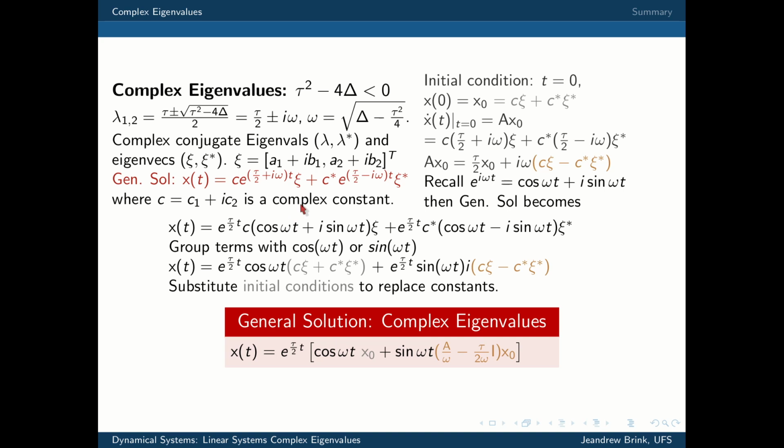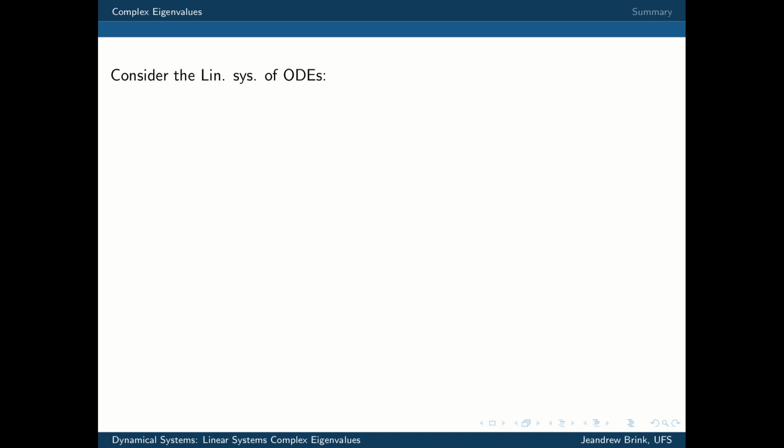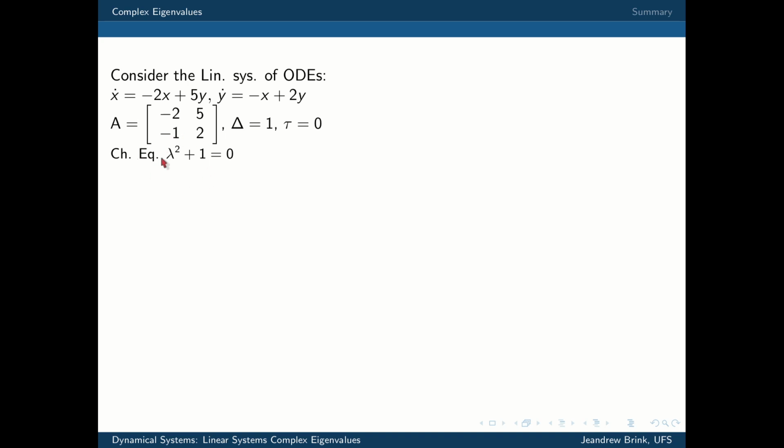So let's now look at two examples. The first being, consider the following linear system. x dot equals minus 2x plus 5y and y dot equals minus x plus 2y. You proceed just as we've done for all the other linear systems. Simply we write down our matrix A, we work out the determinant, so delta equals 1, we work out the trace, so that's 0. Okay, and what you immediately see there is you write down the characteristic equation, and its solutions have to be complex eigenvalues. In fact, the solutions are simply lambda equals i and lambda equals minus i.